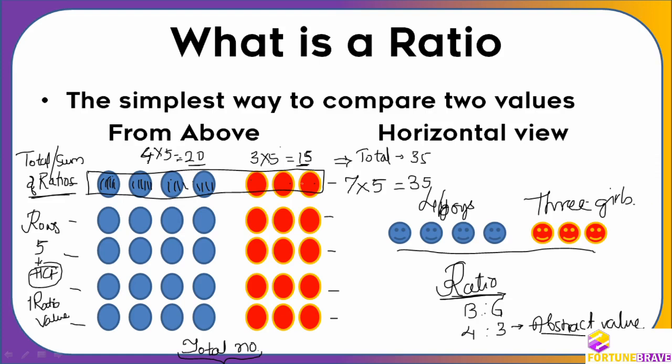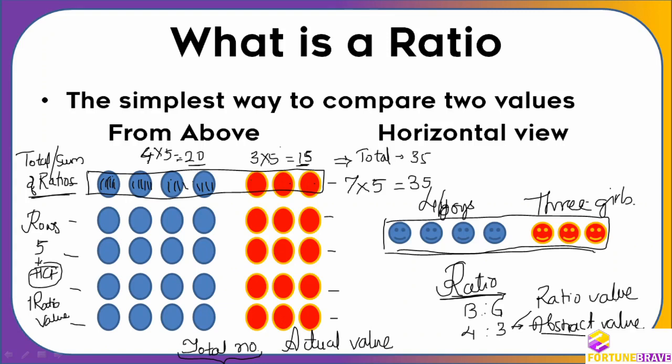This is the ratio. The 1 to 1 row value is the ratio. Or if you see from the horizontal, that is the ratio. The total number of students in the class is the actual value. So we will start calling it actual value. That is the actual. This is abstract, right? This ratio value is abstract. This we are going to call ratio value from now onwards. Boys ratio value is 4, whereas boys actual value is 20.